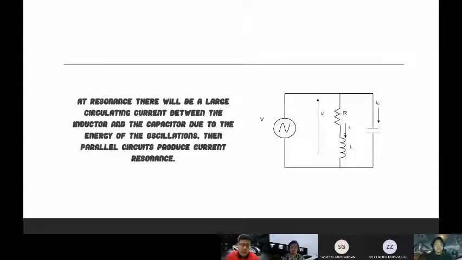Last, at resonance, there will be a large circulating current between the inductor and the capacitor due to the energy of the oscillation. Then the parallel circuit produces current resonance. This is the circuit for the parallel resonance.